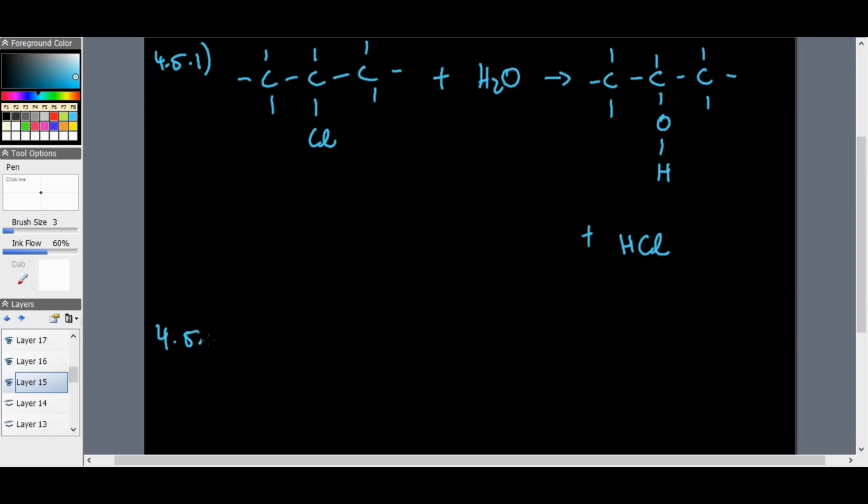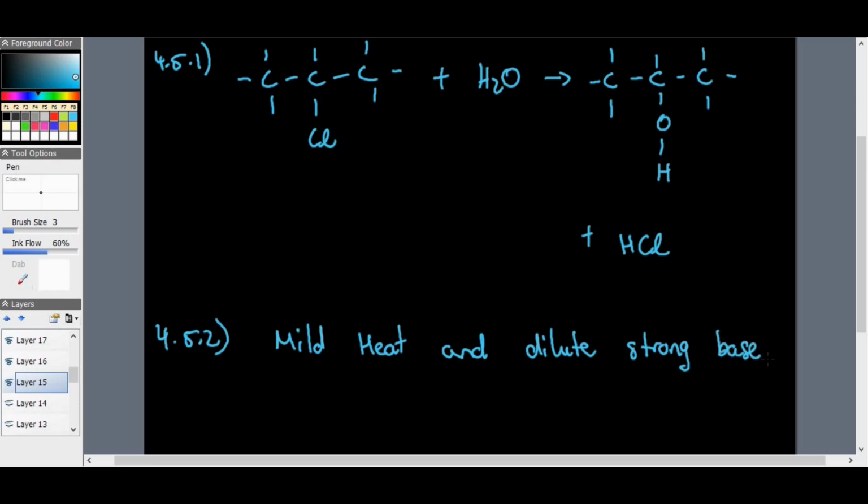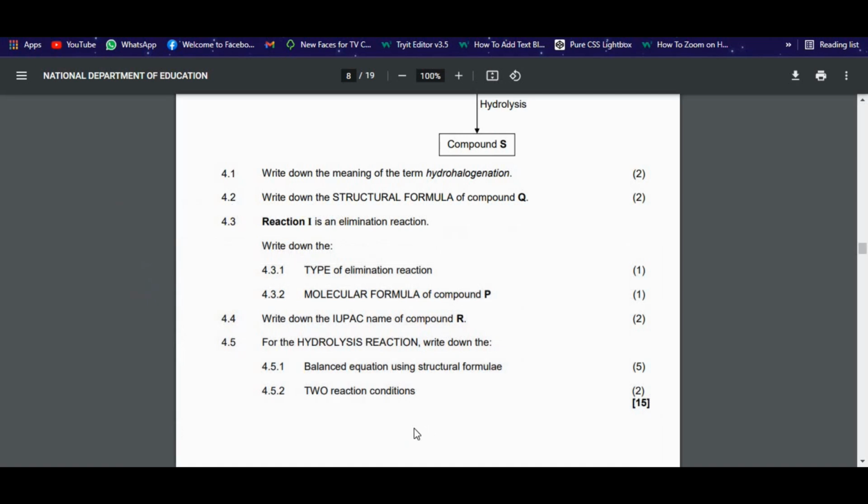4.5.2, which is the final question for this question and for the session. 2 conditions for hydrolysis. Well, needs to be heat, but mild heat, and must be a dilute strong base needed to cause hydrolysis to take place. Dilute strong base, or water. So we can say or water because we used water and it worked. Okay, for the 2 reaction conditions.